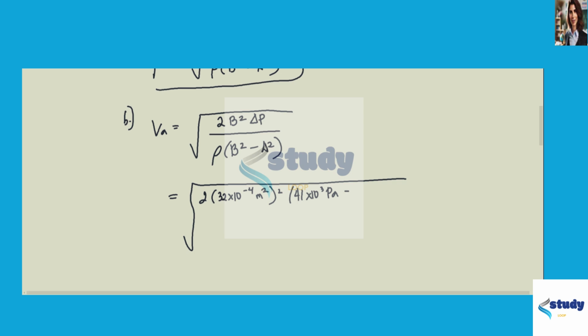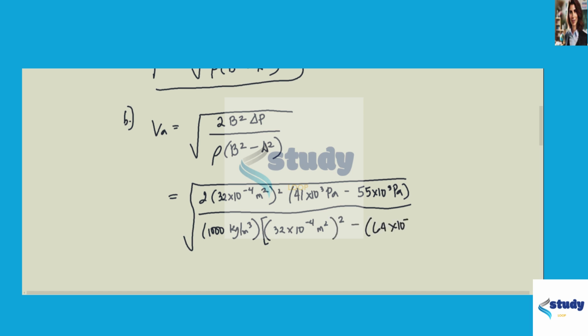minus 55, 41 and minus 55 times 10 to the 3 Pascal divided by rho, which is rho of water, density of water, 1000 kilogram per cubic meter, times 32 times 10 to the negative 4 meters squared minus 64 times 10 to the negative 4 meters squared.